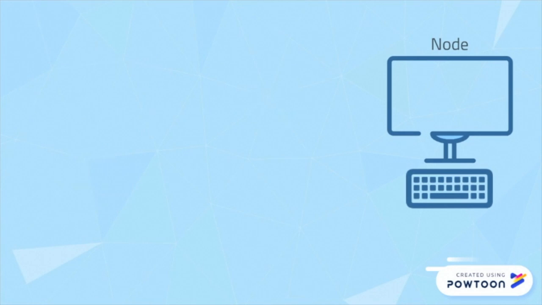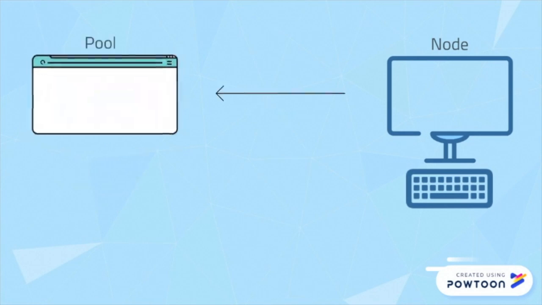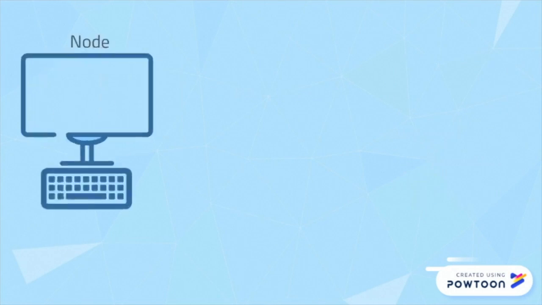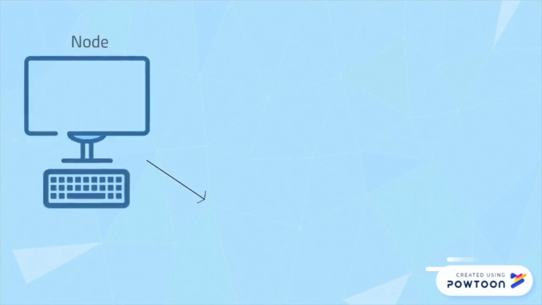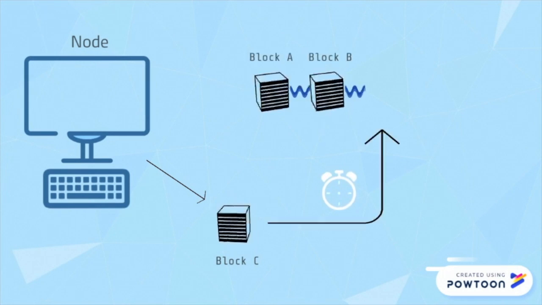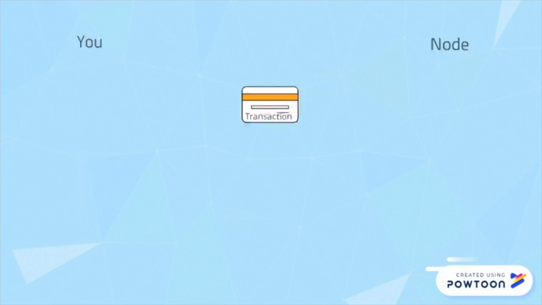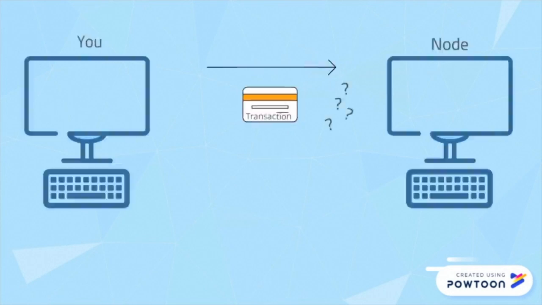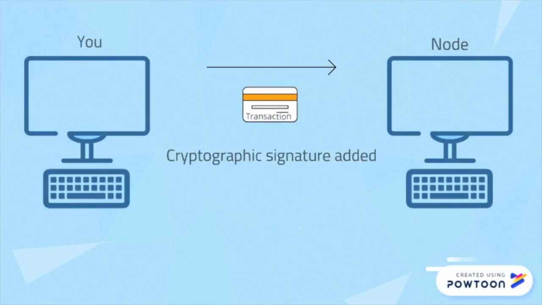The node will send it to the full network of other nodes, and your transaction will be added to a group of other transactions that needs to be confirmed. This is called a pool. A node can pull a transaction from the pool and add it to a block. After processing the block, they will add the block to the blockchain. How does a node know your transaction is valid and not fraud? Your transaction is authenticated by a signature using your private key.